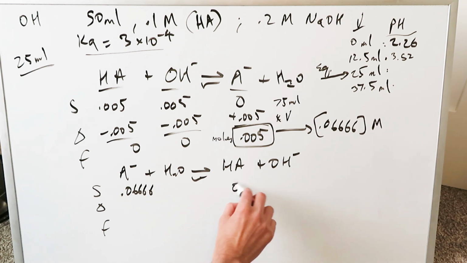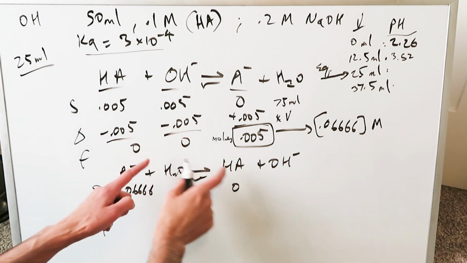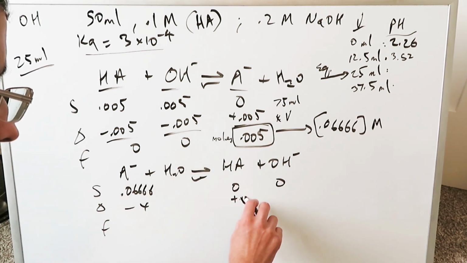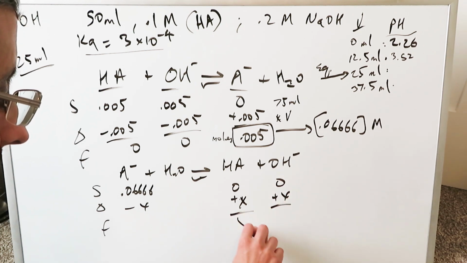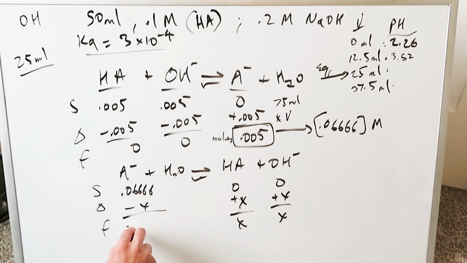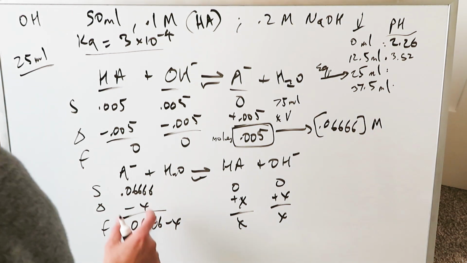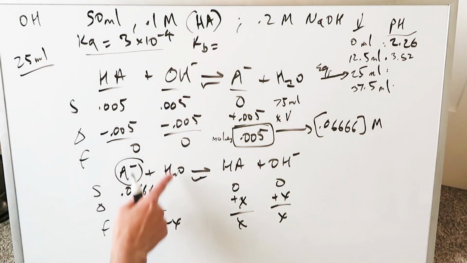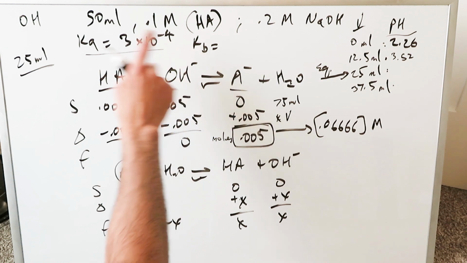You have now 0 of this because all of it got used up. See, 0, 0. This will start decreasing now. As the reverse reaction is going, this will start decreasing and these will start increasing. They'll increase to a certain amount, an X amount. This will decrease to a certain amount, 0.06666 minus X. Now will come our third shortcut, but think about it. Now we have a system here primarily based on a conjugate base. You have to now determine the base dissociation constant.